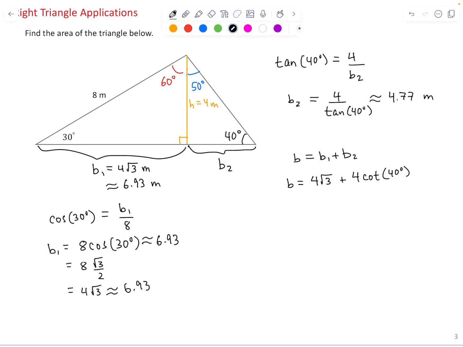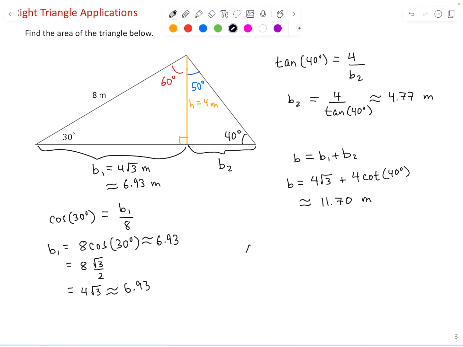Keep in mind that 1 over tangent is the same thing as cotangent because they are reciprocals of each other. I'm choosing to write it this way so I don't have to write a fraction. And this is the best way to write b in exact form. Of course, it would be approximately 11.695, so about 11.70 meters.